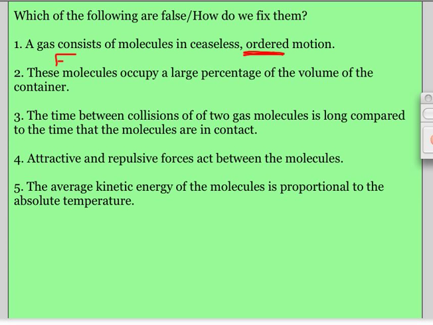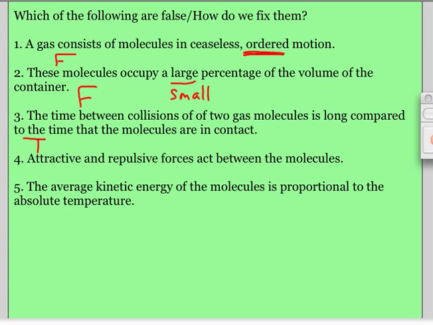Number two, these molecules, which means gas molecules, occupy a large percentage of the volume of the container they're in, basically. So that should be false, and that's because this should say small. They don't take up much space. Number three, the time between collisions of two gas molecules is long compared to the time that the molecules are in contact. That would be, we're hoping, true. Gas molecules don't touch very often, so the time between collisions would be long comparatively.